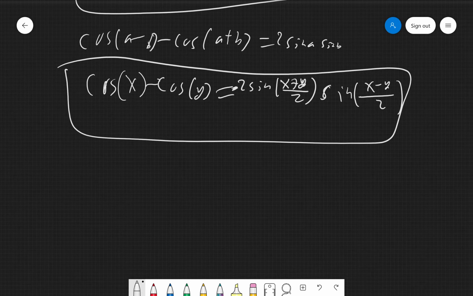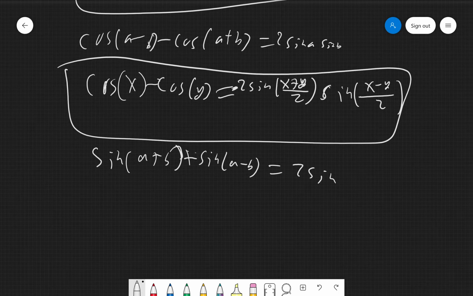Yeah. So we add them, right? So sine of a plus b plus sine of a minus b is equal to 2 sine of a cosine b.